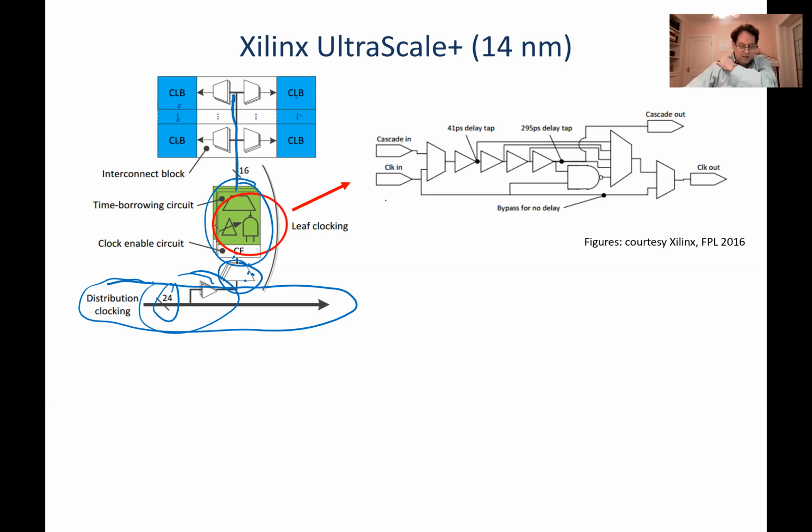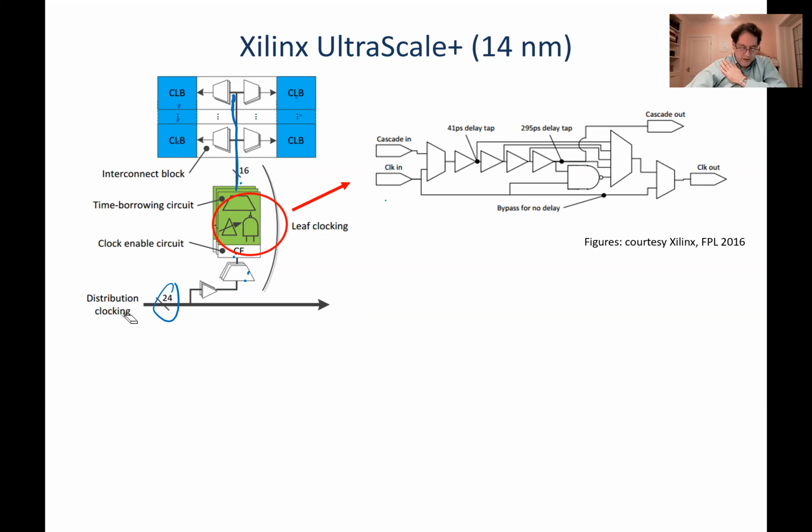Okay, so what is in this time borrowing circuit? The clock enable circuit just basically is essentially a little bit more complicated than the AND gate, and allows them to stop this signal from toggling when nobody's paying attention to it, and that saves power. So that's why they have the clock enable circuit. The time borrowing circuit is a bit more interesting and unique.